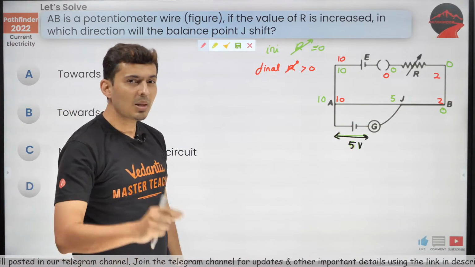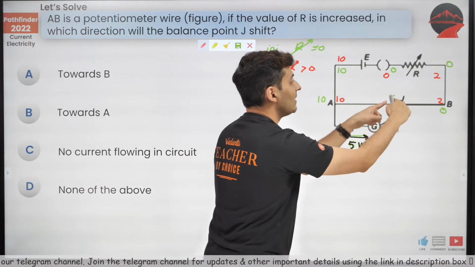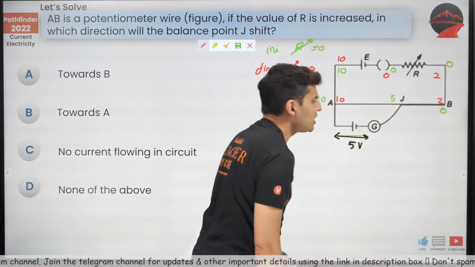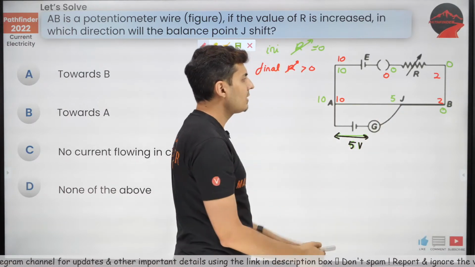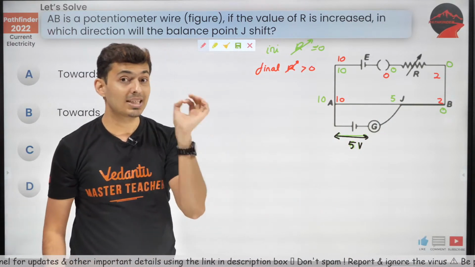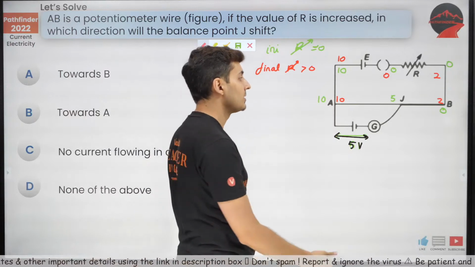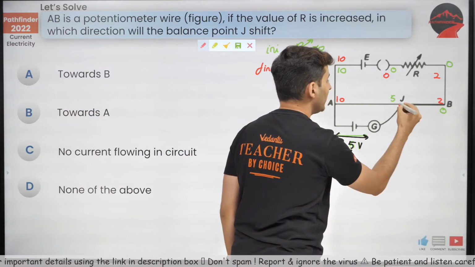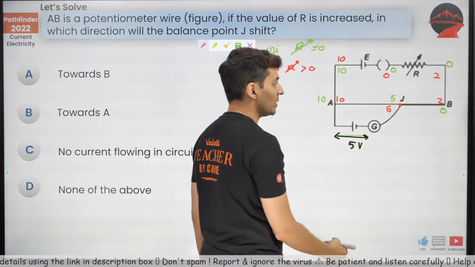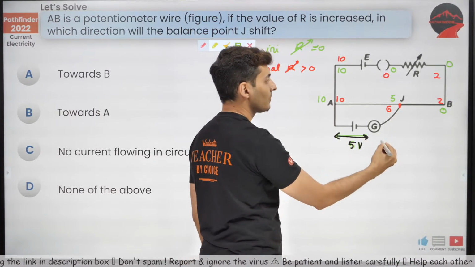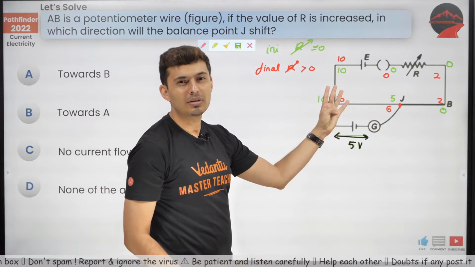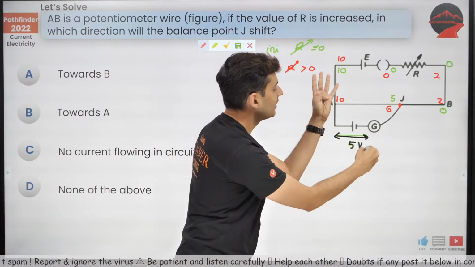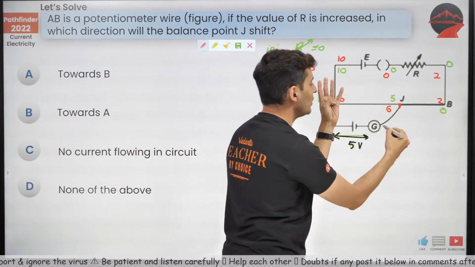Obviously not. Because 5 volts earlier was exactly at the center. Now, exactly at the center, you will have the average of 2 and 10, which is how much? 6 volts. So at the same point, if you stay, you will get 6 volts. Now the difference between 10 and 6 is just 4 volts, guys. But you want a 5 volt difference. So where will you move this?